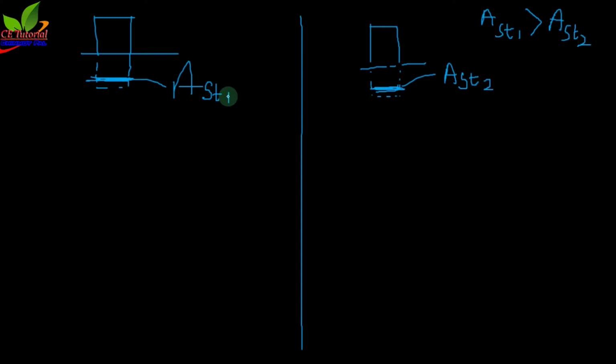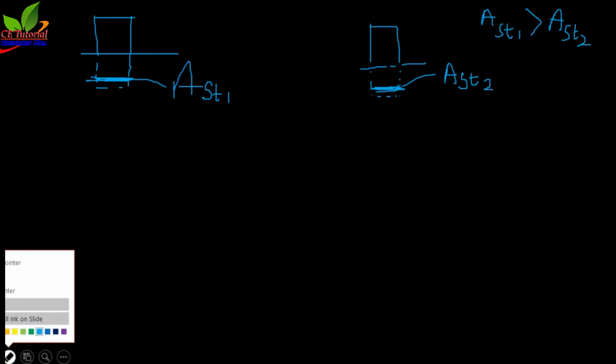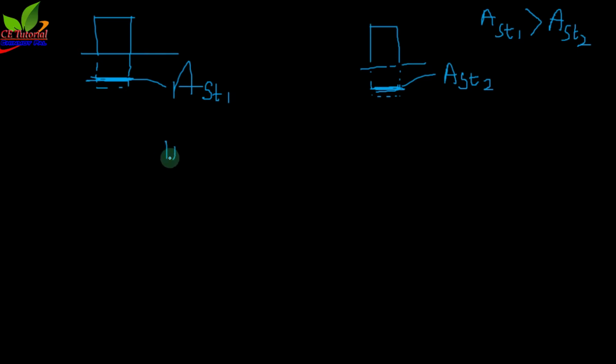Now what will happen for that case? You know that the formula of stress is nothing but force by area. Now you can understand the relation between stress and area. If area is less, then stress will be high. That means stress is inversely proportional to area of steel.